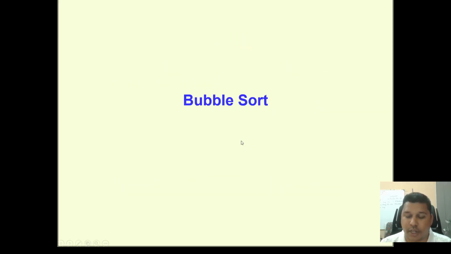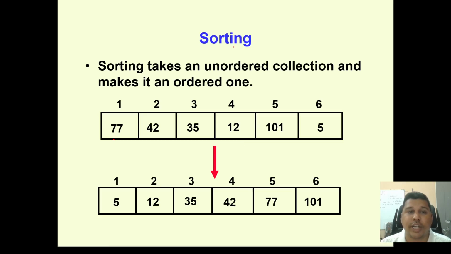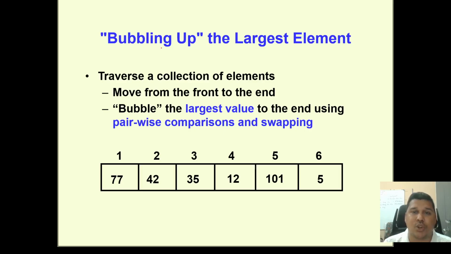So we are talking about bubble sort. Sorting means arranging an unordered collection of elements into an ordered one. Something like this: you have elements of the array in some random order, and you are arranging them in increasing order. This is sorting. The technique we are going to use is bubble sort.